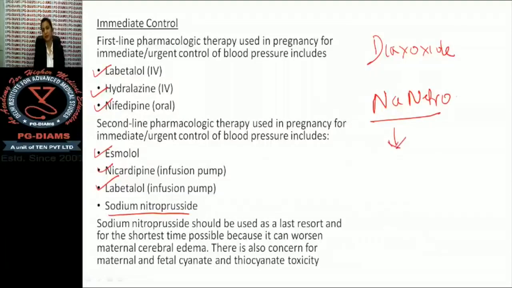Now see, there is hypertensive crisis in the mother. The mother might die of hypertension if you don't treat. So the baby having cyanide toxicity is not the prime concern right now.